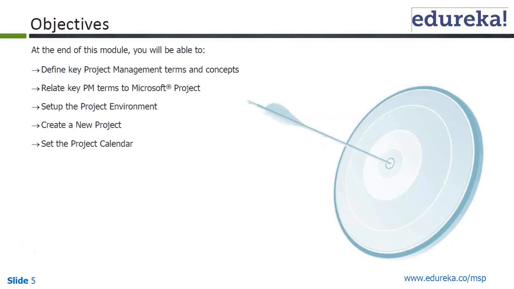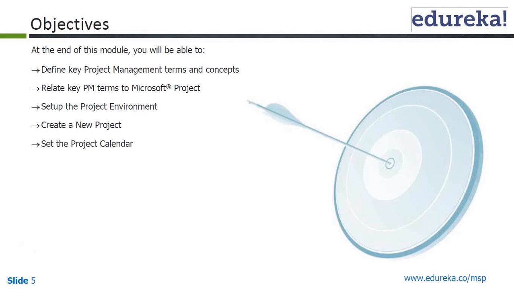These are the objectives for this module. One is defining key project management terms and concepts. So what is project management, etc. Then relate key project management terms to Microsoft Project. So in case there is some mapping, what we use in PMP and in general in project management, and relate them to Microsoft Project. For example, I was talking about work breakdown structure related activity. So activity maps to task essentially in Microsoft Project, and so on.